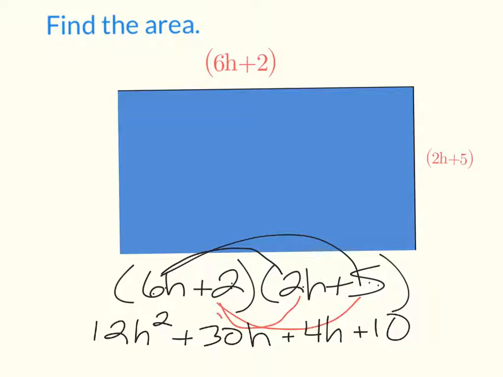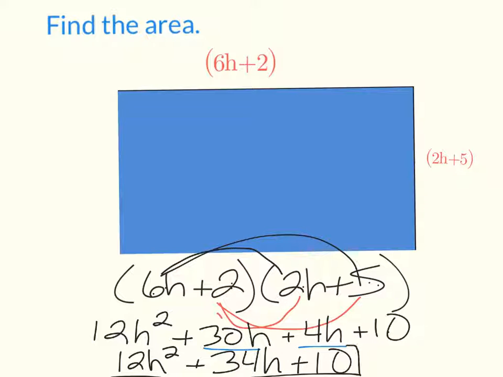Last thing we have to do is combine like terms. So we see we have this 30h and the 4h there. I'm going to combine them to get 12h squared. 30 plus 4 is 34. 34h, and then plus 10. And there we have it for this answer.